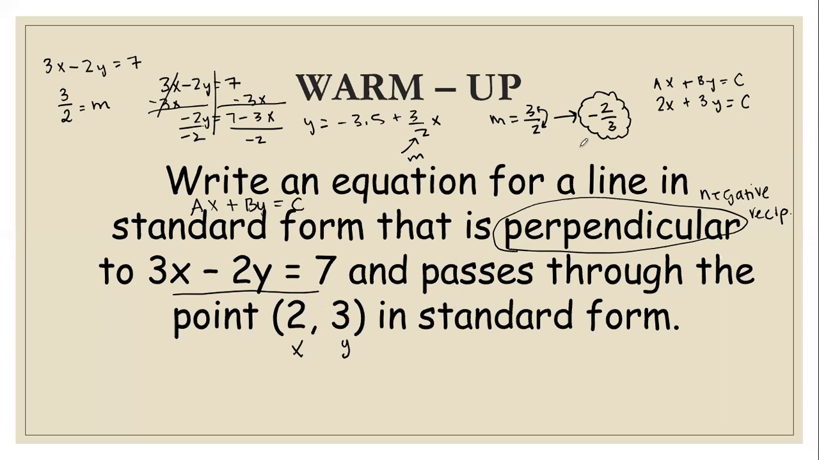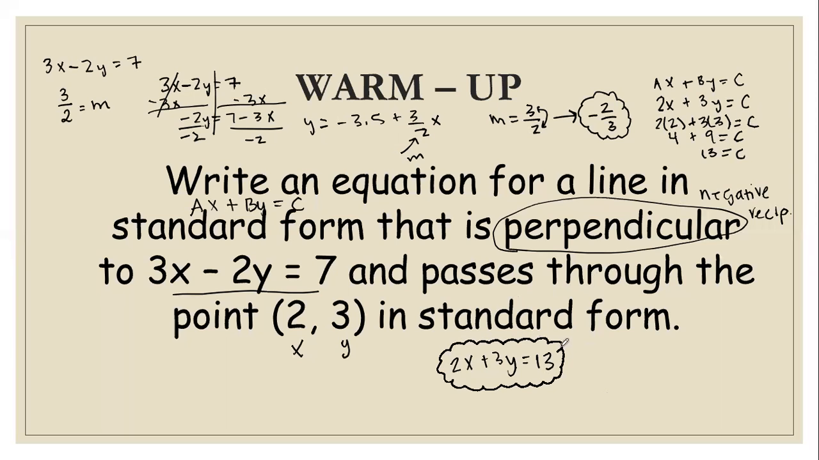Yeah, okay, I think what you're saying is plug it in for x and y. So x is 2, so I'm going to plug in 2 for x. And 3 is y, so I'm going to plug in 3 for y. So 2 times 2 is 4, plus 3 times 3 is 9. So 13 equals C. So my equation would be 2x plus 3y equals 13. We did it. Yay. So happy.